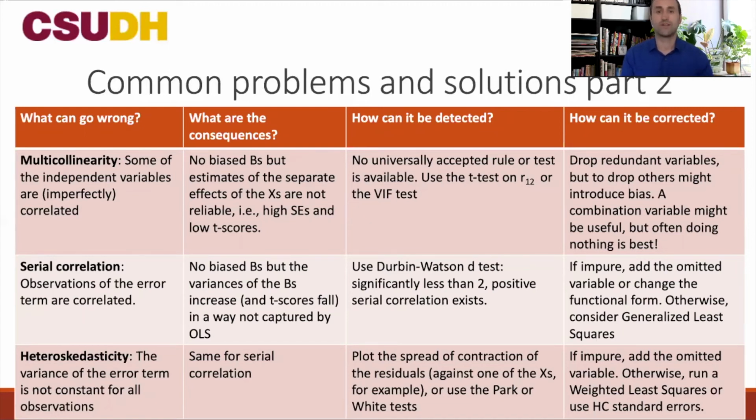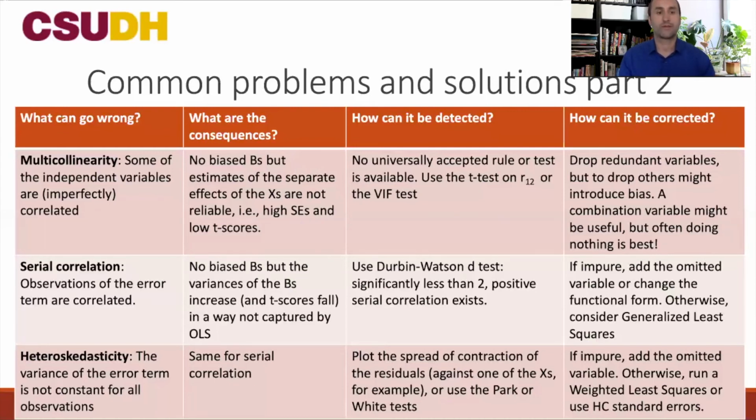There's no universally accepted rule or test. Often we look firstly at that correlation matrix, and then we can use a t-test in some ways, or maybe use what's called a VIF test. Now the correction here is relatively straightforward. We might drop the redundant variables, i.e. one of those two independent variables that may be correlated with one another. However, if you drop a variable inappropriately, that may also introduce bias, per our last slide. What you could do is combine the two variables, or maybe just do nothing.